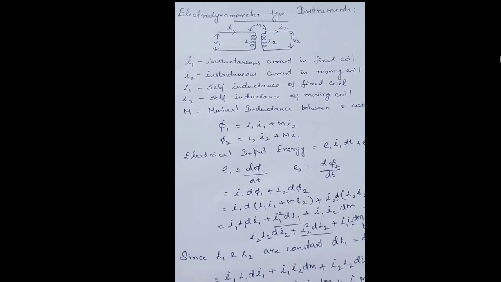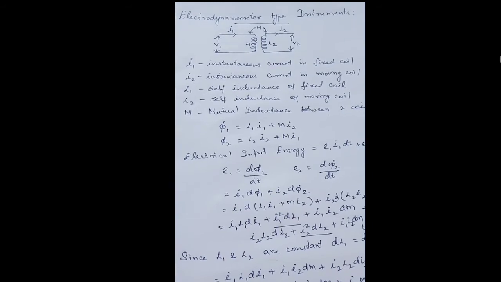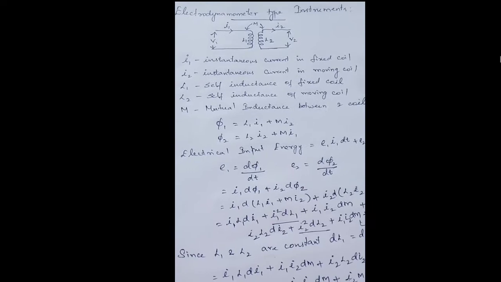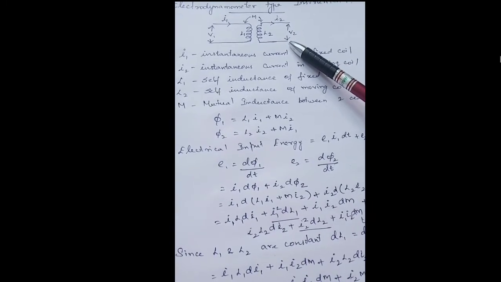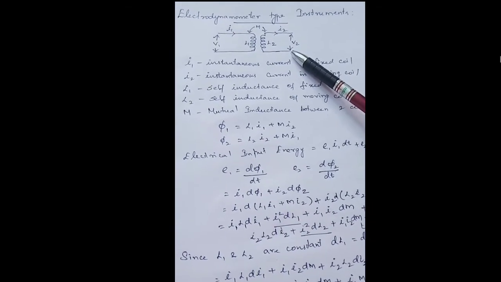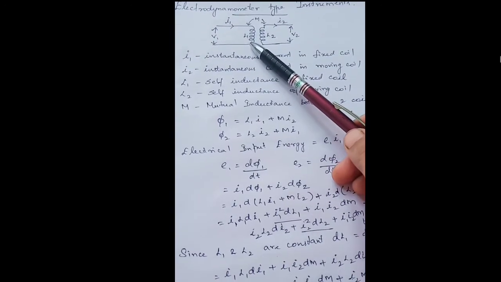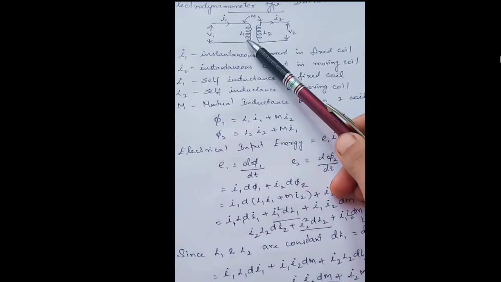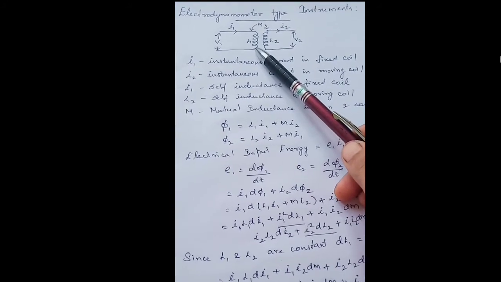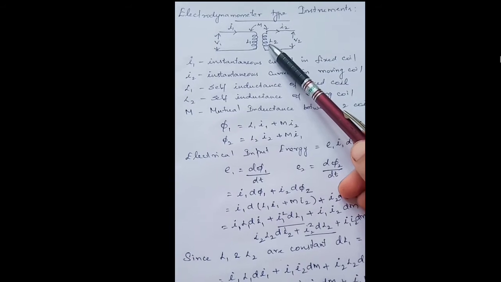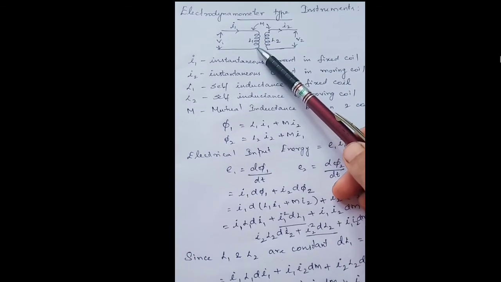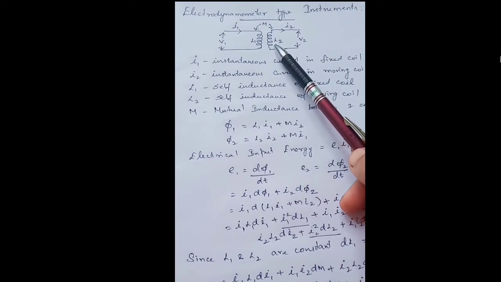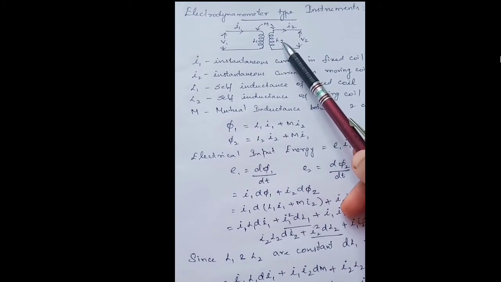So now we shall derive the electrodynamometer type instrument's torque equation. This diagram is a representation of an electrodynamometer type instrument. Since we have a two coil arrangement in these instruments, it is represented in this manner. This represents the fixed coil, and this represents the moving coil. The self-inductance of the fixed coil is denoted by L1, and the self-inductance of the moving coil is denoted by L2.